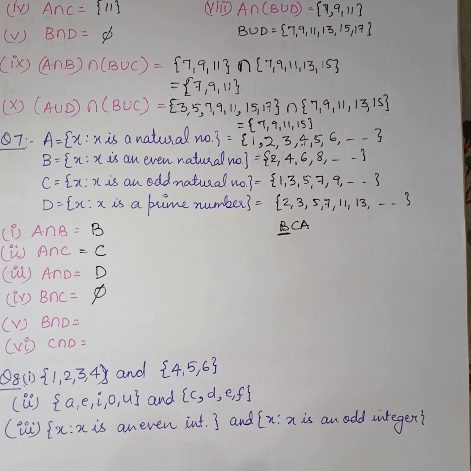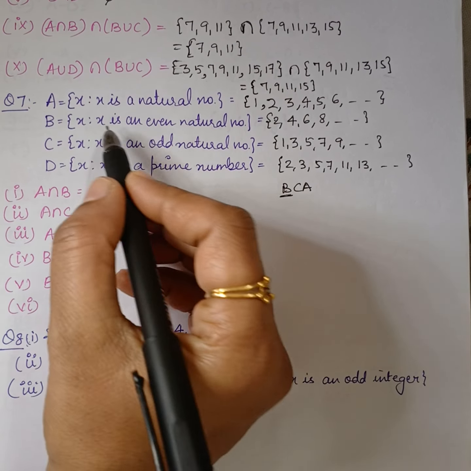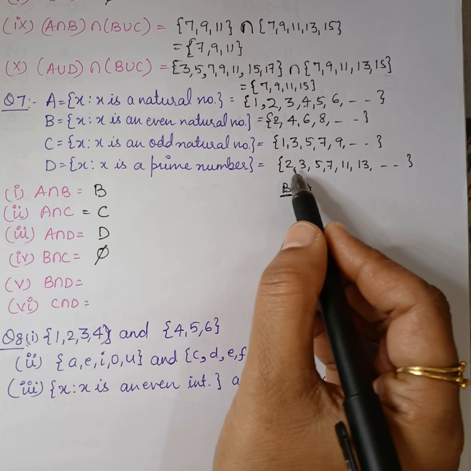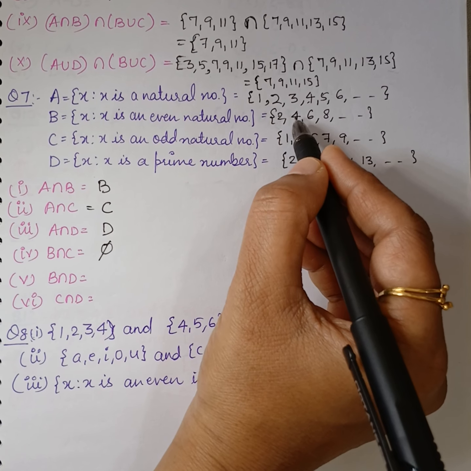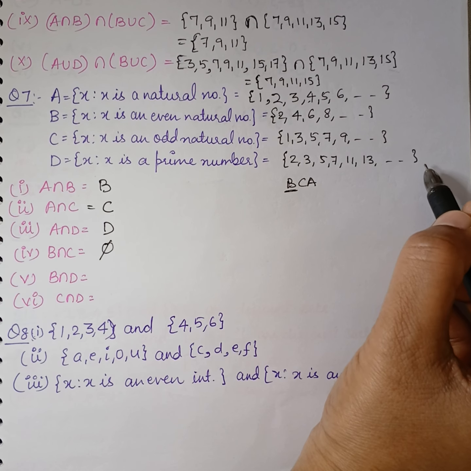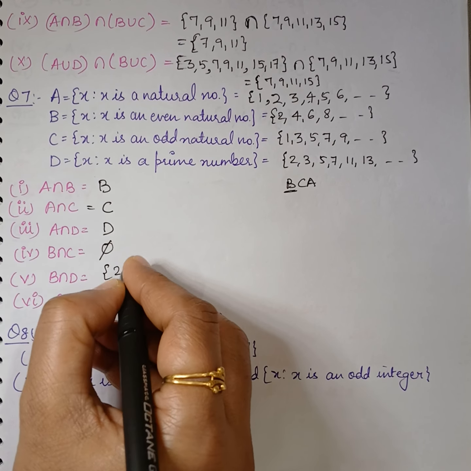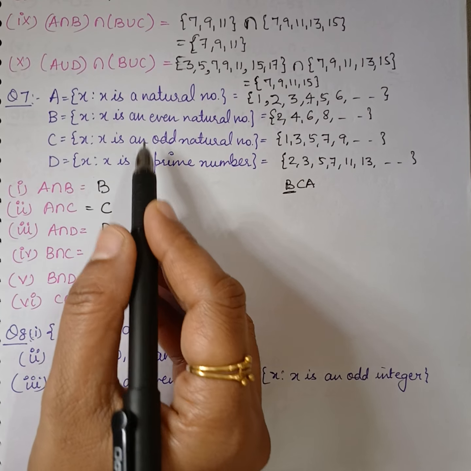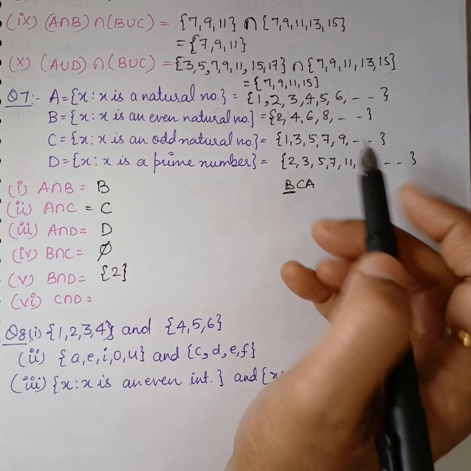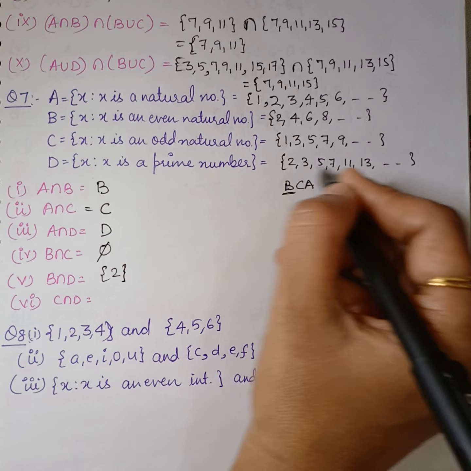Then we have B intersection D. B intersection D, even natural number and this is a prime number. So only 2 will be common because all other prime numbers are odd. So only 2 is common. 2 is the only even prime number. Now C intersection D. In C intersection D, except 2, all odd numbers are common, like this.